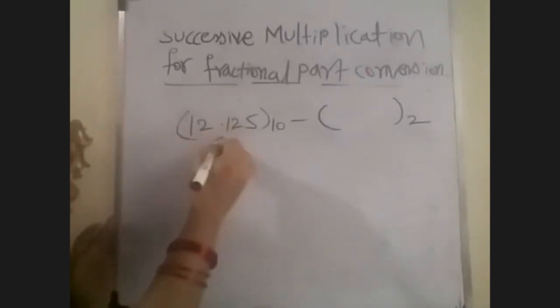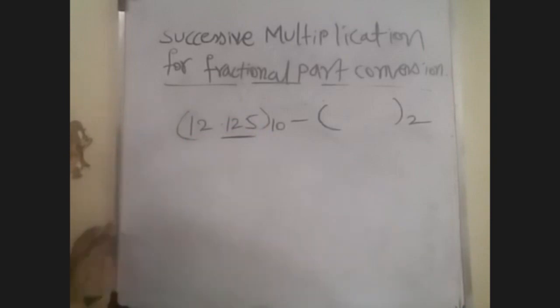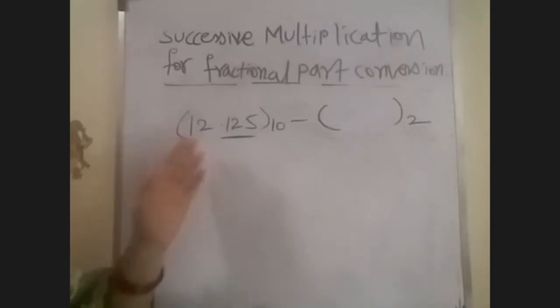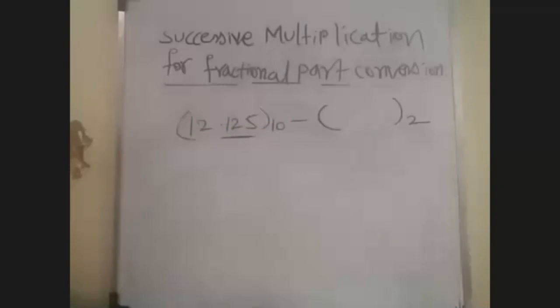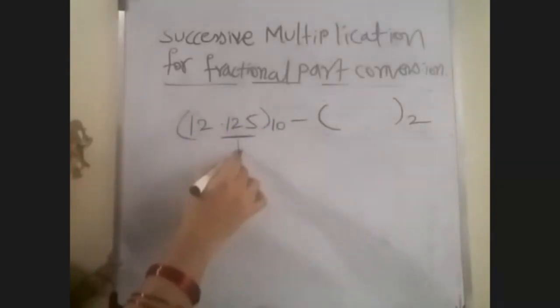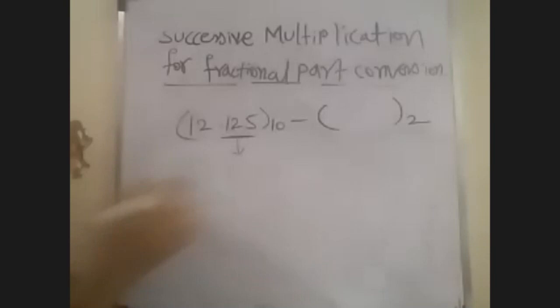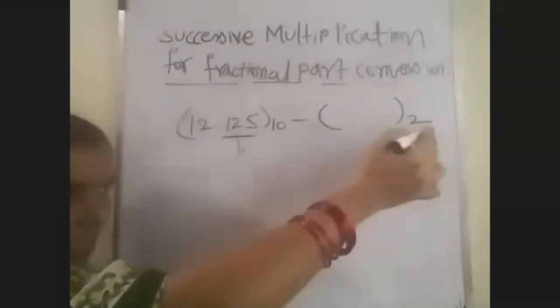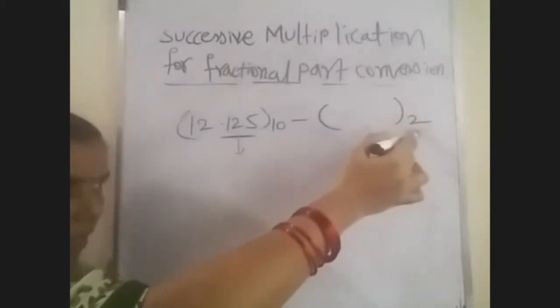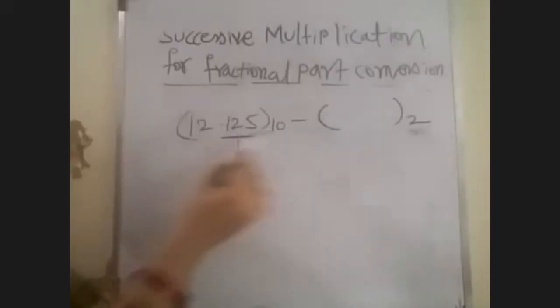Here there is a fractional part, right? So first you convert this fractional part to the other radix. Decimal to any radix means multiplying the fractional part of the decimal number by the desired base number. What is the base number here? 2. So you have to multiply this number by 2.